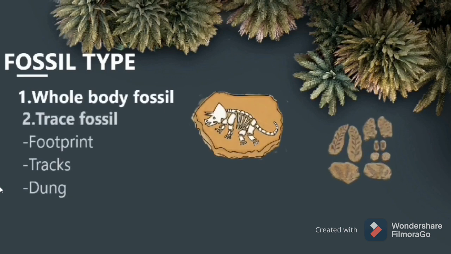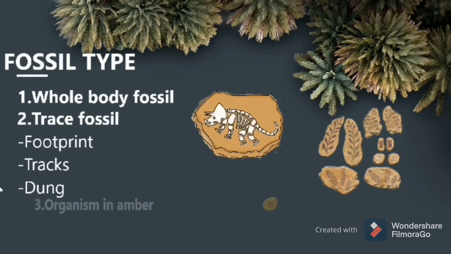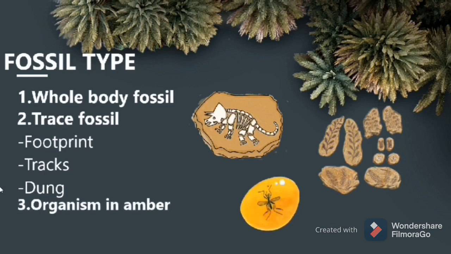Whole body fossil, we can see the gigantic dinosaur fossil in petroscience. Even though it is not real, it describes each of the bones and structure of the dinosaur. Trace fossil can be footprints, tracks, or dung.